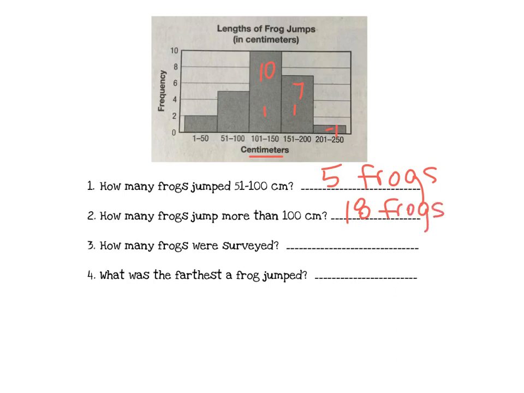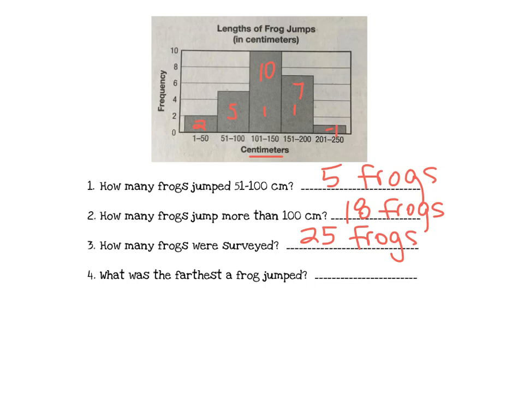Okay, how many frogs were surveyed? Huh? You think they asked the frogs? So funny. Anyways, okay, so we already know that there were 18 in those 3 bars, so we could add 5 for this one and 2 for this one. So that would be a total of, very good, 25 frogs.